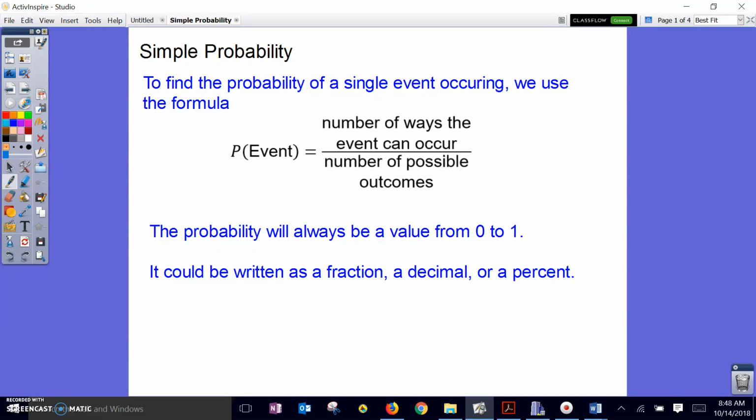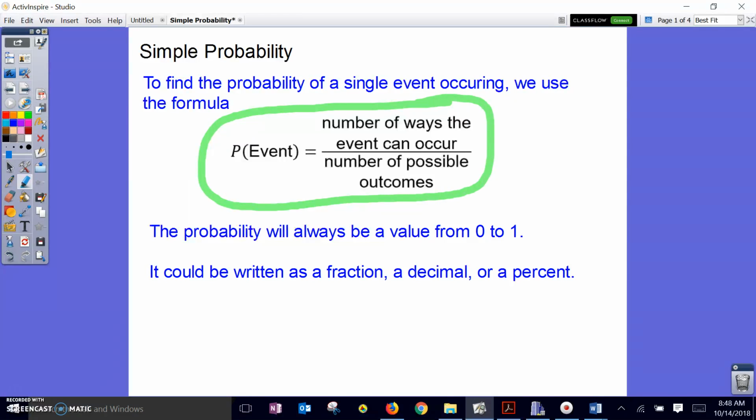Alright, welcome back everybody. In this video we're going to discuss how we calculate simple probability. Simple probability is just the probability of a single event occurring. And we're going to use this formula right here to find the simple probability.